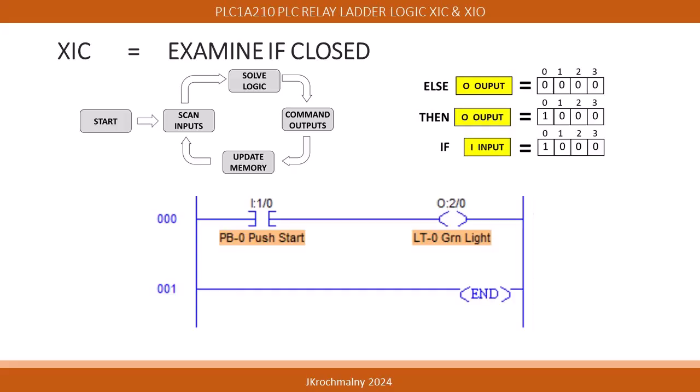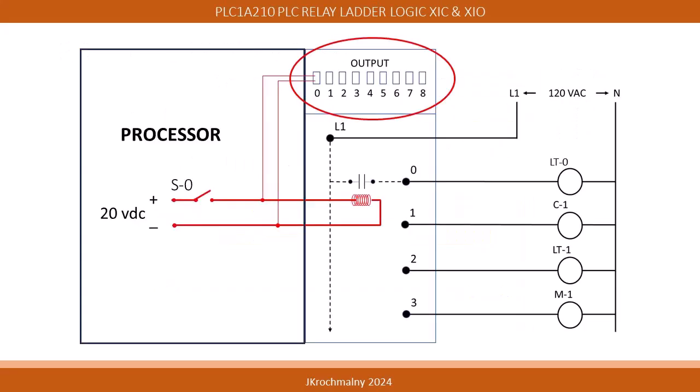Doing these steps completes the solve logic stage of the cycle. Commanding the output involves the PLC processor cycling the internal switches, directing the power to the contactor coils contained in the PLC output module. Notice that when the switch S0 is open, the diagnostic LEDs located at the top of the PLC output module are not illuminated.